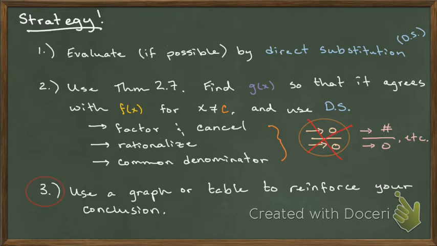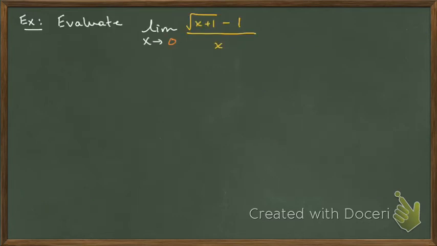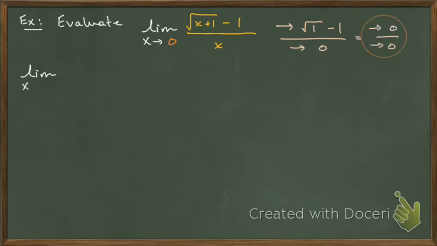Two more examples I want to show you. The first: evaluate the limit as x approaches 0 of square root of x plus 1 minus 1, all divided by x. Again, I go through my strategy. Try to direct substitute. I see the numerator and denominator are both going to approach 0 simultaneously. So I'm going to rewrite, just get a little more room, and think about what else I can do. The 0 over 0 implies that there's something else.